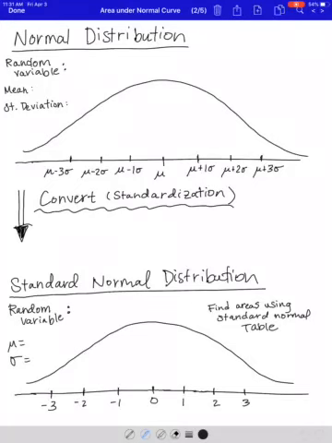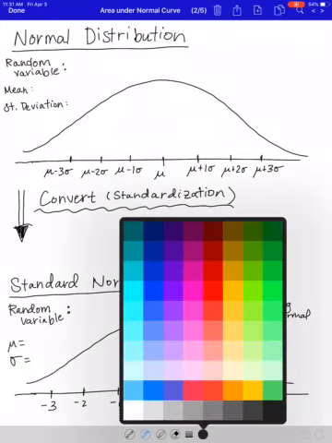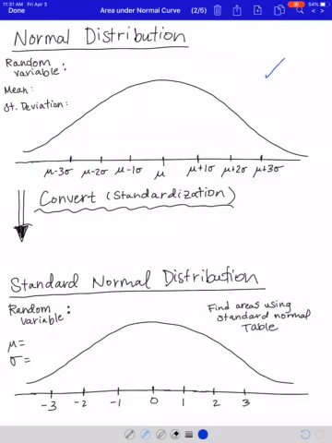Today we're going to look at finding the area under a normal curve. So first off, notice we have a normal distribution at the top here, and it has mean mu and standard deviation sigma. So we have mu right in the middle, we have one standard deviation above the mean, one standard deviation below the mean, and so on. And for a normal distribution, we call our random variable x.